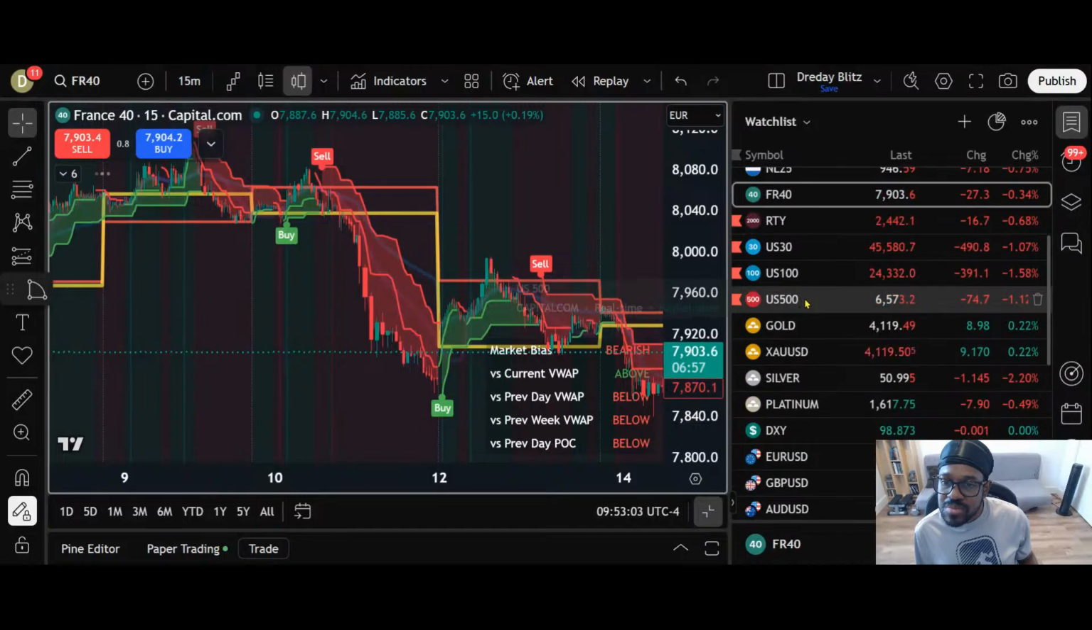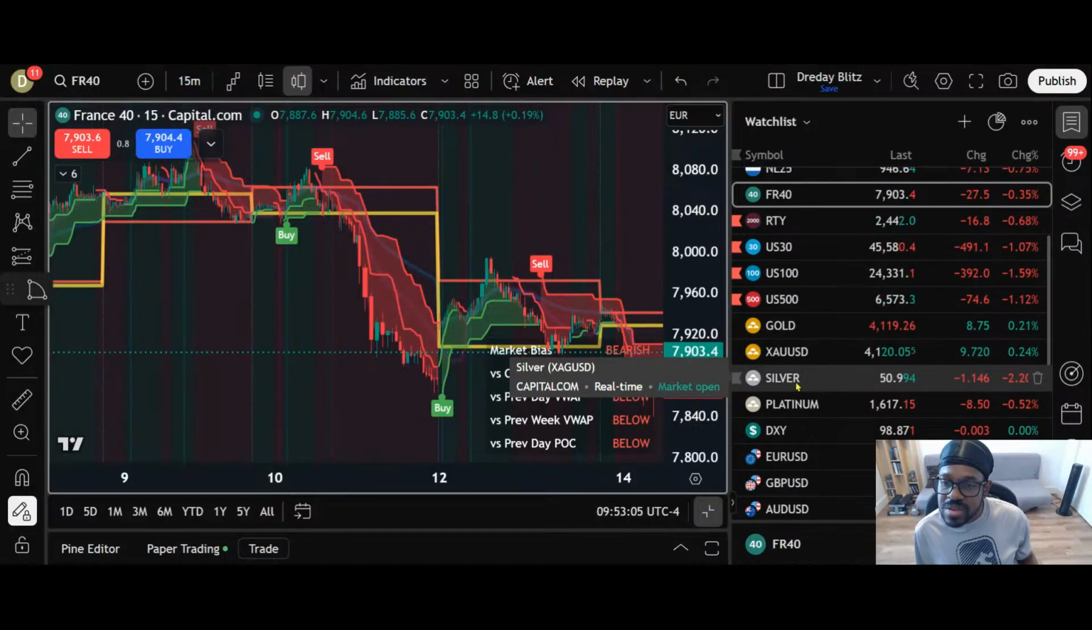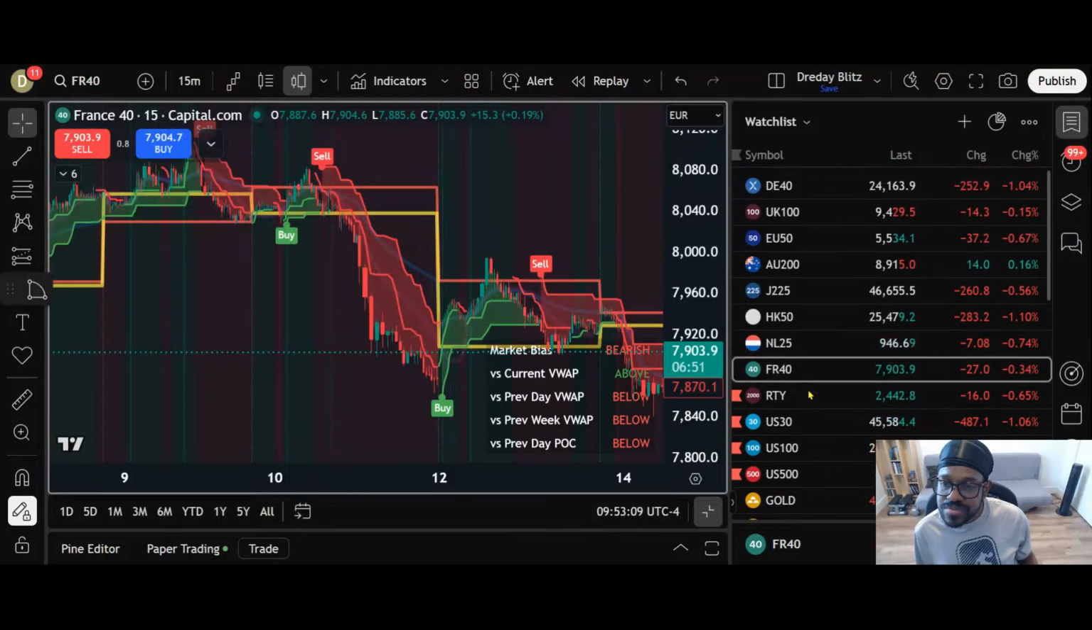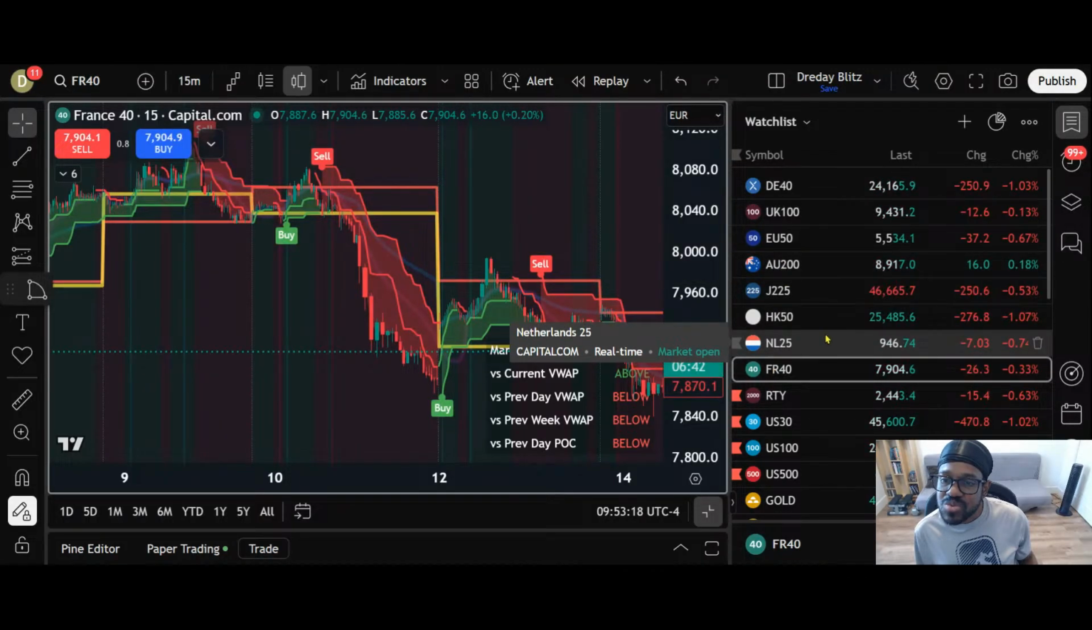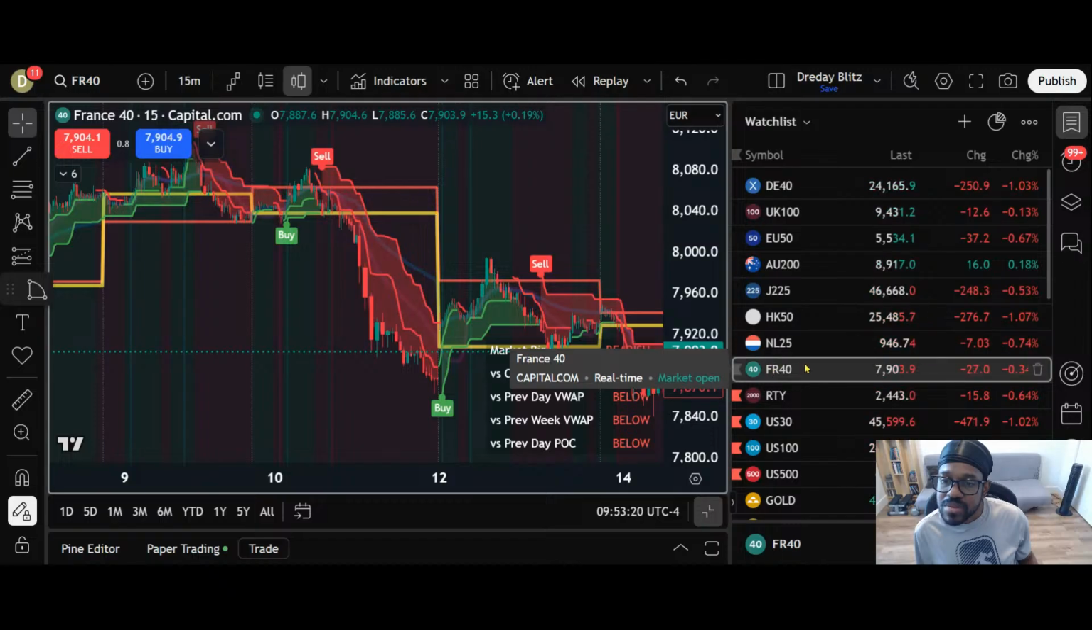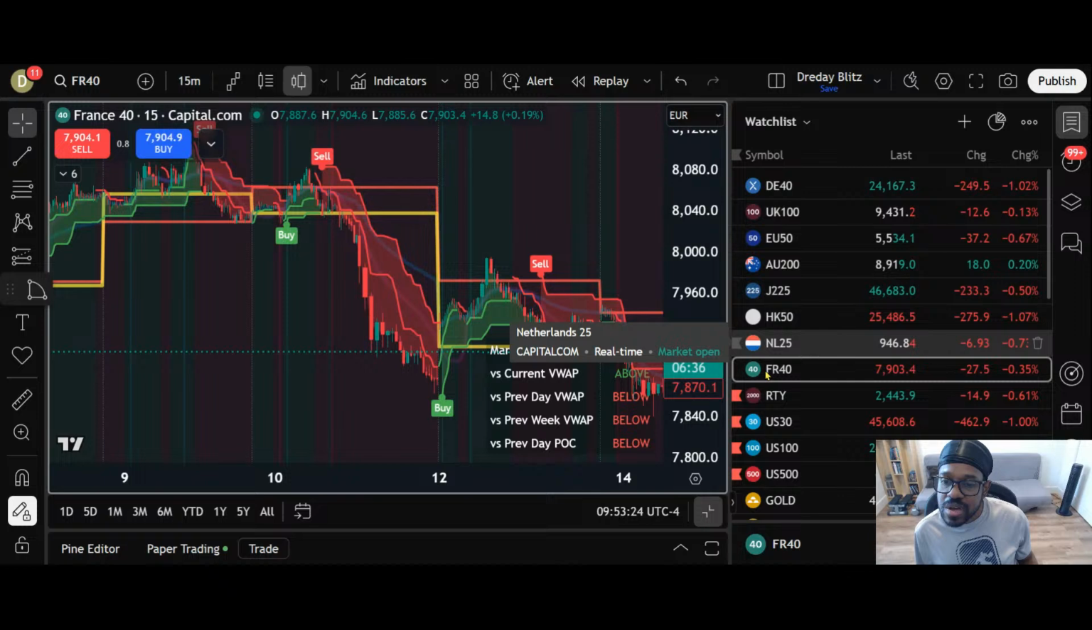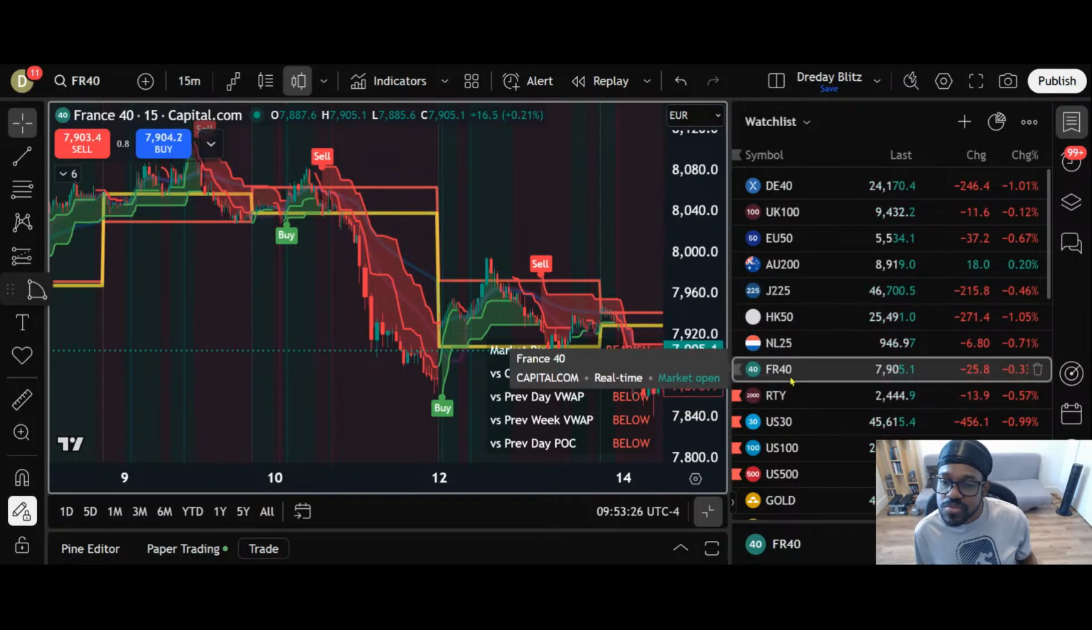And I think that would be it. Yes. So I'm gonna add 3 extra indices. So it'll be Australian 200. We had Netherlands 25 and France 40. So France 40 will basically, if you're trading Euro 50, you could trade France 40 at the same time.